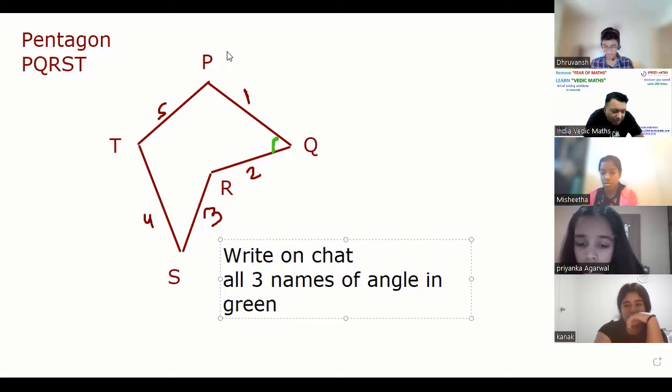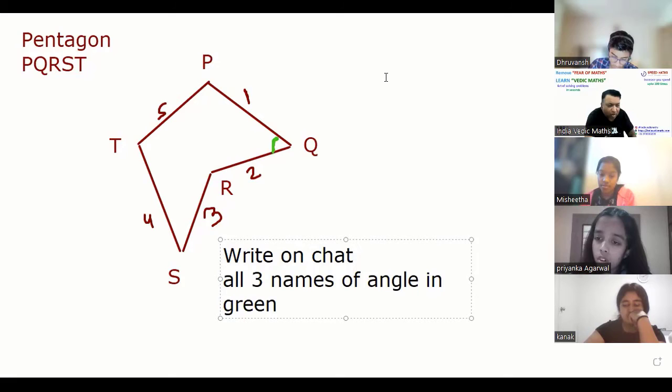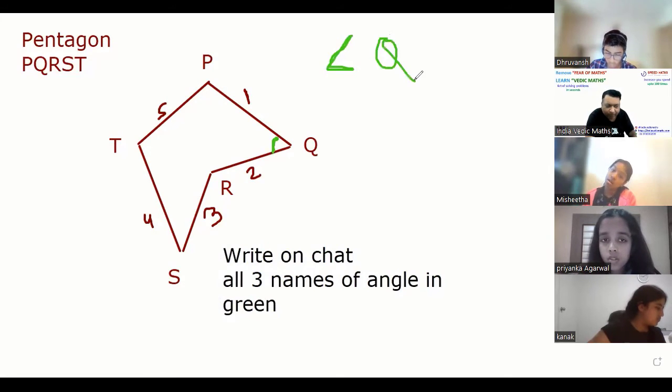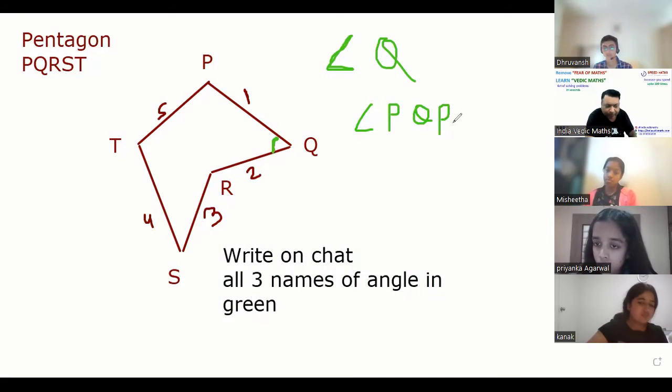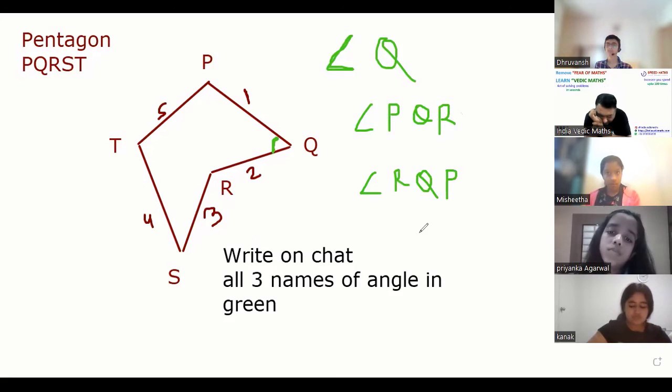Angle R is not there, Mayank. Angle R is different. You are correct. Najah and everyone should write. Kanak, Priyanka. So the way to write is this. This is the sign of angle, right? You say angle Q, or you'll say angle PQR, or you'll say angle RQP. Correct, everybody? The naming of angles and naming of sides is very important. Any question on angle names and sides? Cool.